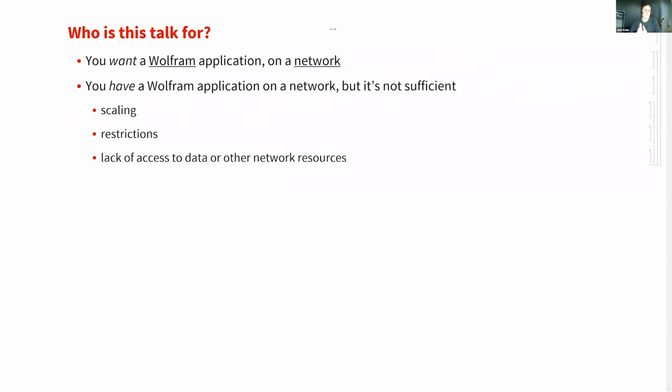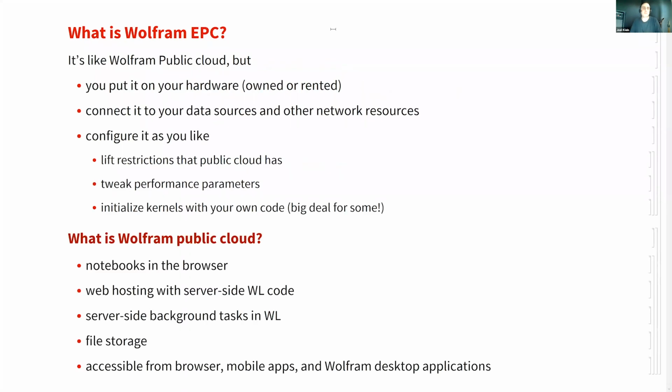So this talk is especially for people who want to run a Wolfram application on a network. And you may have a Wolfram application on a network, but it's not working for you. There are some problems with either the scale, you're running into restrictions, or you may really need access to some data source or network resource that's available in your enterprise, but is not available from the public cloud.